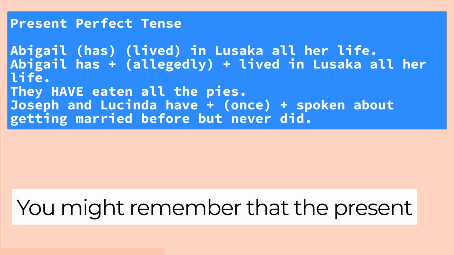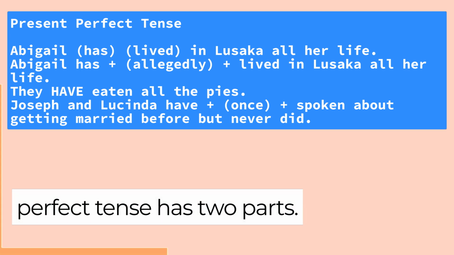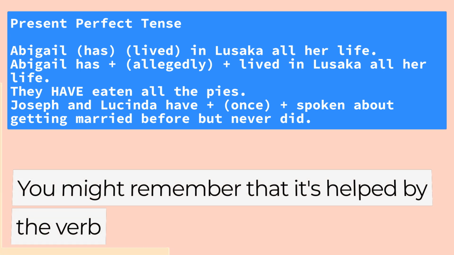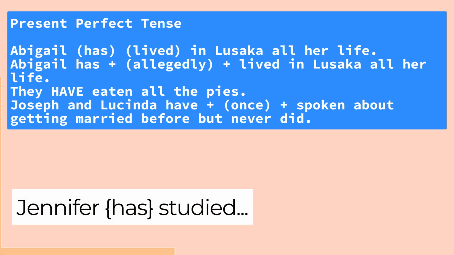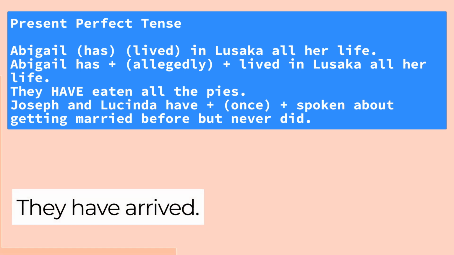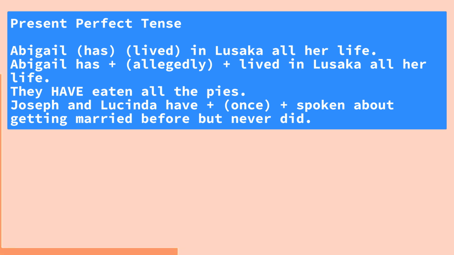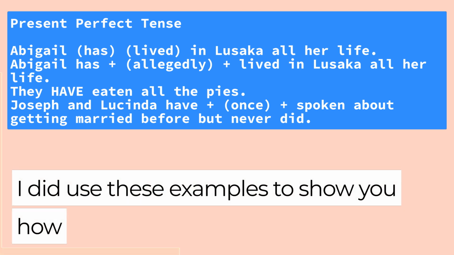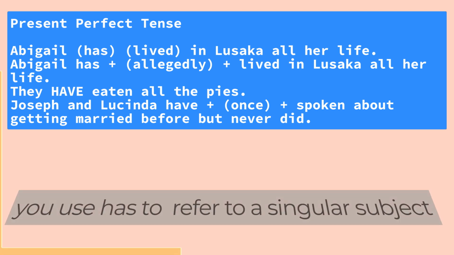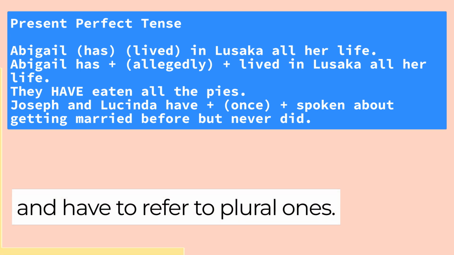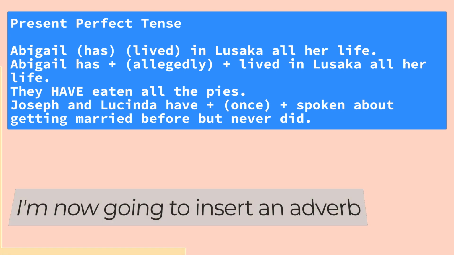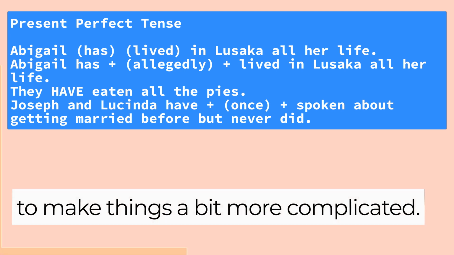You might remember that the present perfect tense has two parts. You might remember that it's helped by the verb to have. And I said, I have studied. Jennifer has studied. They have arrived. I did use these examples to show you how you use has to refer to singular subjects and have to refer to plural ones. I'm now going to insert an adverb to make things a bit more complicated.